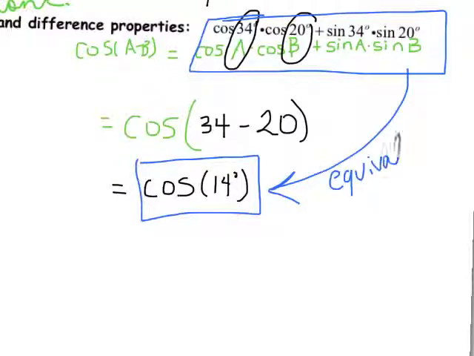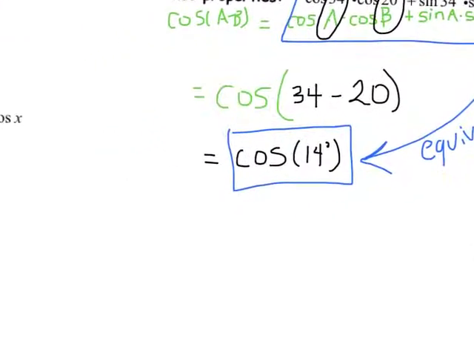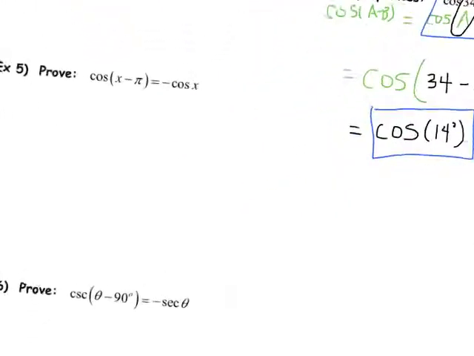Now, even though this is non-calculator, it's still sometimes kind of fun to look these things up on your calculator just to make sure that we got it right. So if you typed into your calculator this big long expression, I just did that and I got 0.970. And then if you type in cosine of 14, you should get that exact same 0.970. So they are equivalent to one another. So it's a good idea to check on your calculator, just be prepared for a non-calculator test.